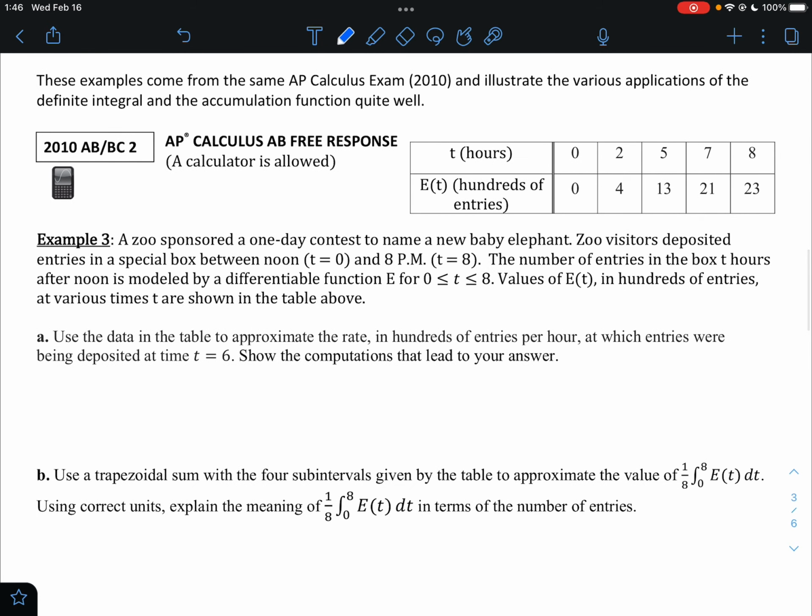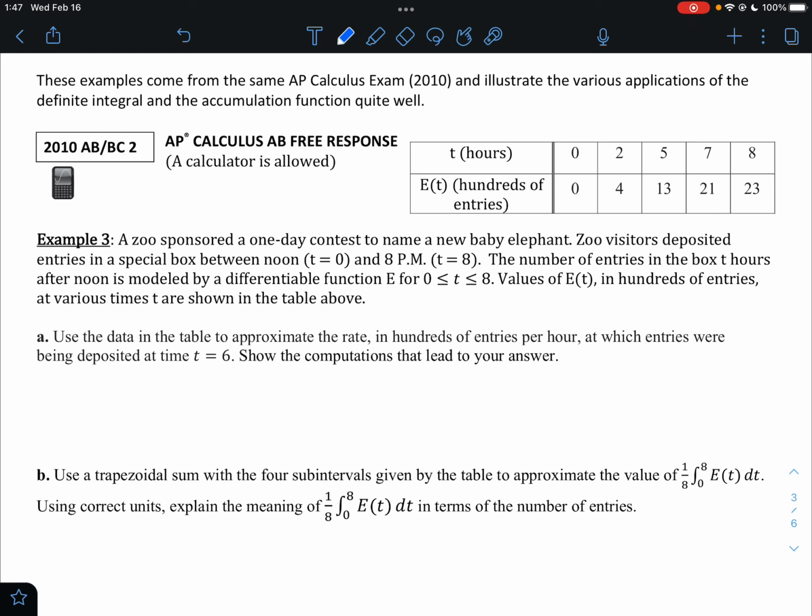These last two problems that we're going to look at here are old AP problems off the AP test. So let's start with this one here. This is from 2010. Example 3.